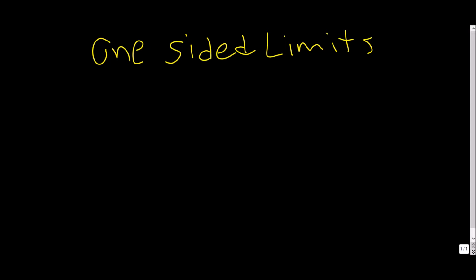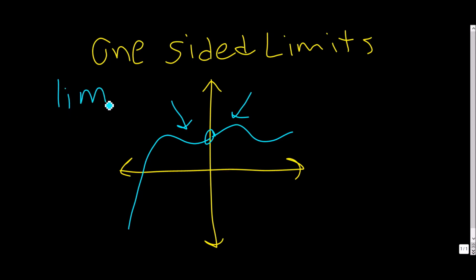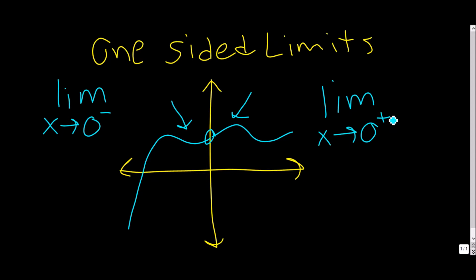Well, if we have a regular graph here, a function can go through the graph at different places. If you notice, there's a left side of 0 and a right side of 0. So we could say the limit as x approaches 0 from the left, and the limit as x approaches 0 from the right. Now, you notice the difference is that the left has a little minus sign over the 0. From the right, it's a little plus sign. So it basically means it's approaching from less than 0 and approaching from bigger than 0.